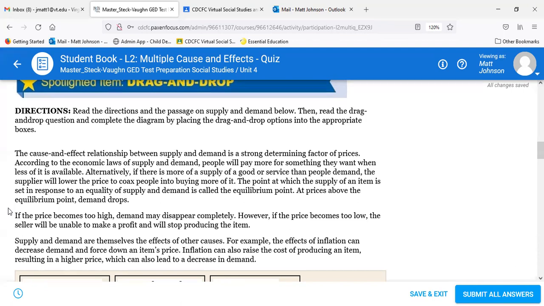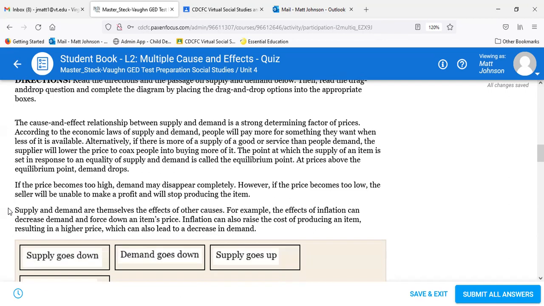At a price above the equilibrium point, demand drops. If the price becomes too high, demand may disappear completely. However, if the price becomes too low, the seller will be unable to make a profit and will stop producing the item. Supply and demand are themselves the effects of other causes. For example, the effect of inflation can decrease demand and force down an item's price. Inflation can also raise the cost of producing an item, resulting in a higher price, which can also lead to a decrease in demand.